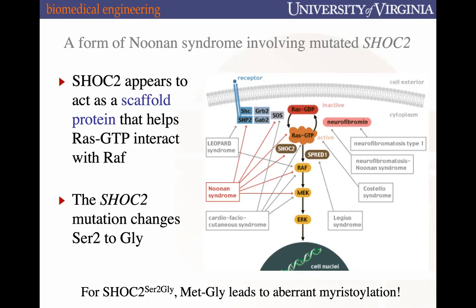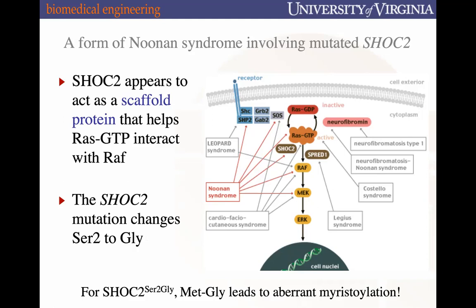Now, what ends up happening in Noonan syndrome is that SHOC2 has a mutation. We talked about the mutation nomenclature. Here, it's a serine to glycine mutation, where the serine, the second amino acid, is changed to a glycine. The first amino acid is always a methionine. So we have methionine and glycine, which is usually what's targeted for myristoylation.